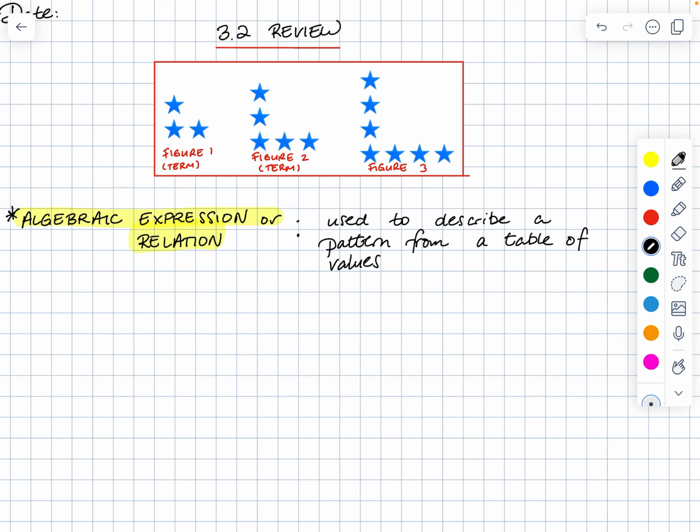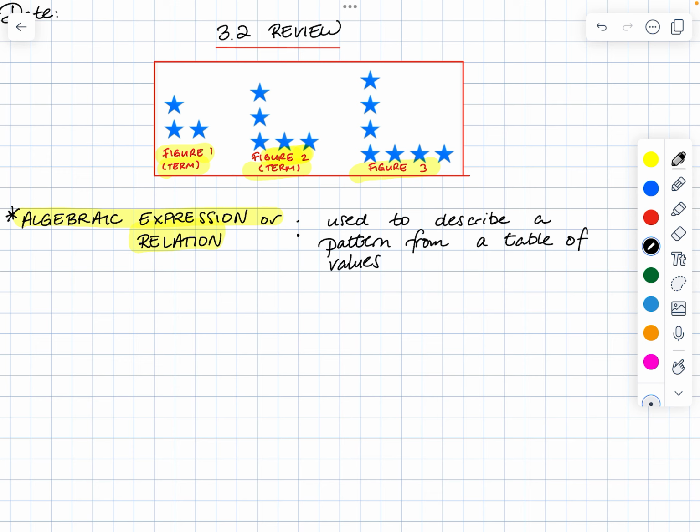So going back to the picture of the stars up here, you'll notice that you have three different figures or terms. When you're setting up a table of values based on pictures or figures, they're often referred to as figures or terms. So you have figure 1 there, figure 2 here, and figure 3. So again, they could be called terms as well. And that will make up our input.